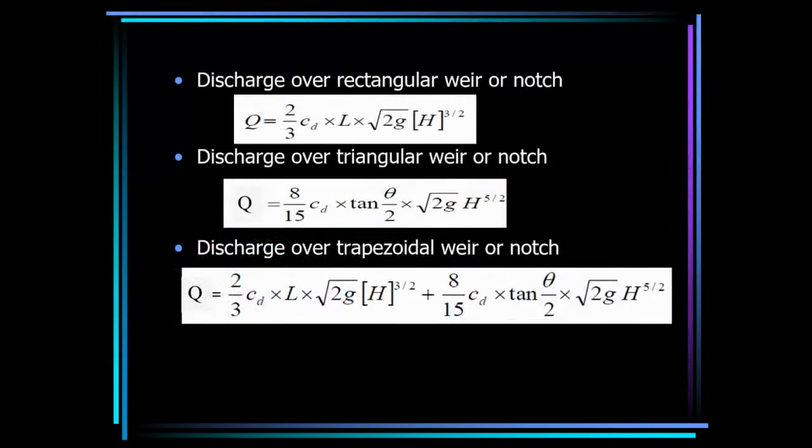Now the discharge over a rectangular weir, this is the formula which we derived. The discharge over a triangular weir, you can also derive using the same formulation as we did for the rectangular weir. So this is the formula for the discharge over a triangular weir. Over a trapezoidal weir, we add this one, Q1, and let's say Q2. So Q here is simply Q1 plus Q2, okay? We simply added the formulas for the discharge in rectangular and triangular.